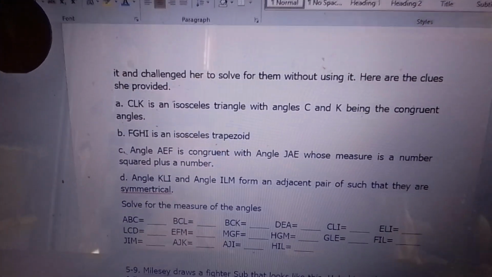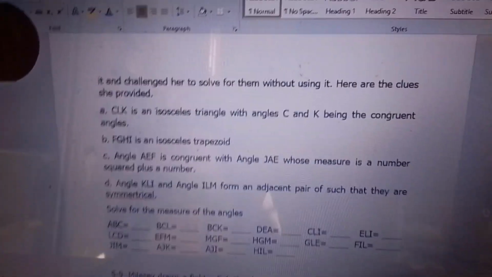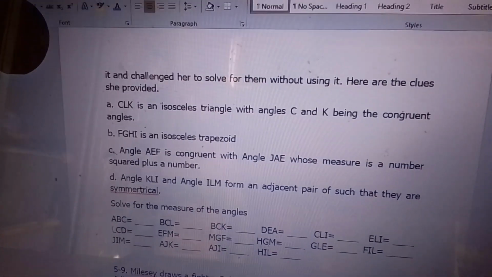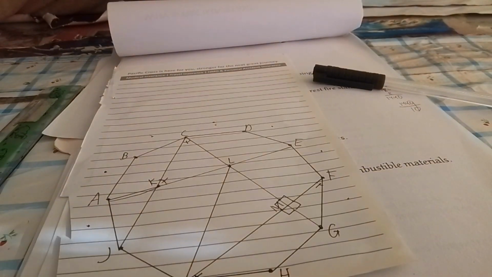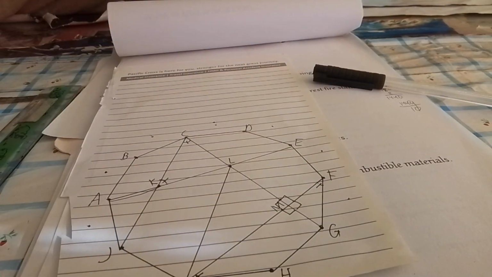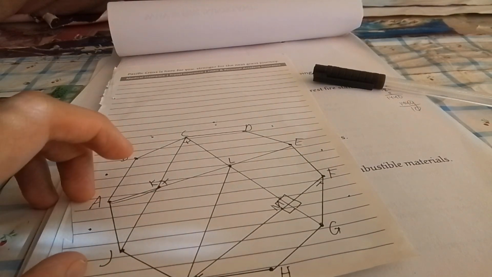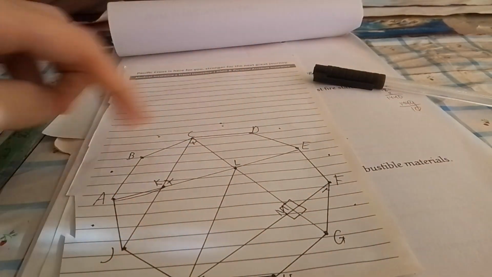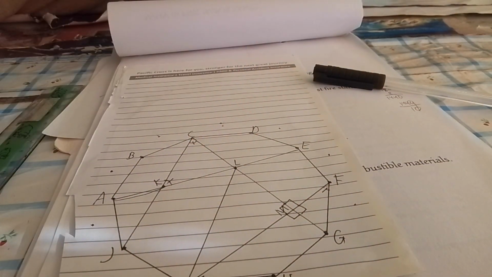Next. Angle AEF is congruent with angle JAE, whose measure is a number squared plus a number. Ayan. So, where's angle AEF based on the figure? Do you see angle AEF anywhere? Ayan, ito yun. Angle AEF is congruent with angle JAE. Nasaan yung JAE? Ayan, ito yun. AEF and JAE. Teka, they're just the same. Equivalent siya. They are congruent.